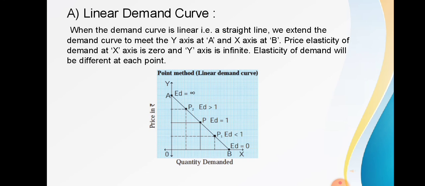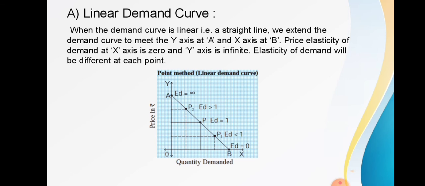And elasticity of demand at the point which touches the y-axis is always infinite. For example, here B is touching the x-axis. So at point B, which is on the x-axis, the elasticity of demand is equal to 0, and point A is touching the y-axis. So at the y-axis, elasticity of demand is infinite. Are you getting? Elasticity of demand at the x-axis is 0 and at the point touching the y-axis is always infinite. Elasticity of demand can be different at each point.